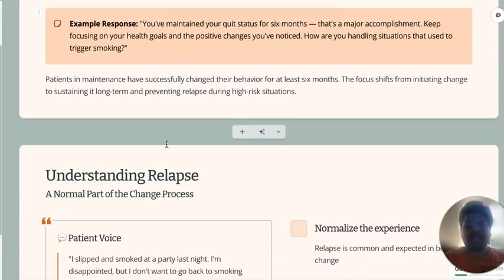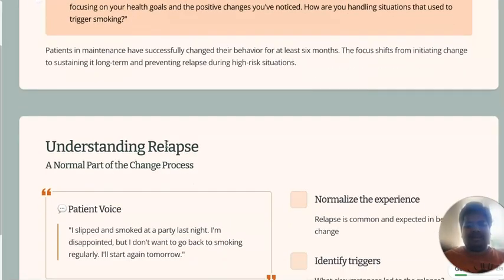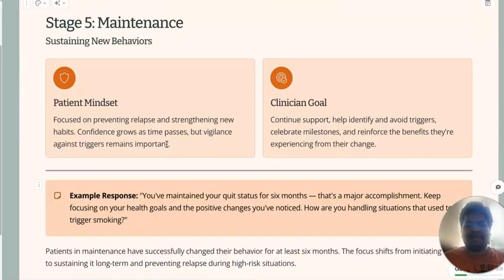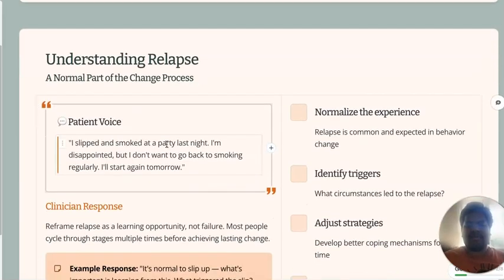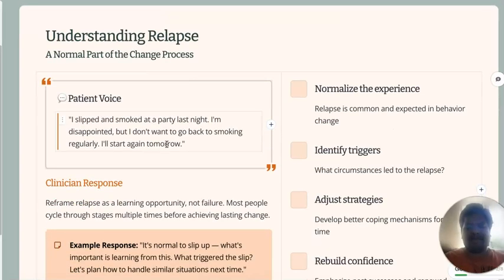Okay, now sometimes the patient will be maintaining, but sometimes the patient will come to your place and say, oh doctor, I had been quitting smoking for the last 6 months, but suddenly I have gone into the relapse phase. So suddenly I have restarted smoking. In this phase, the patient's voice will be like, I slipped and smoked. The patient will tell you, I slipped and smoked at a party last night. I'm disappointed, but I don't want to go back to smoking regularly. I'll start quitting again from tomorrow.